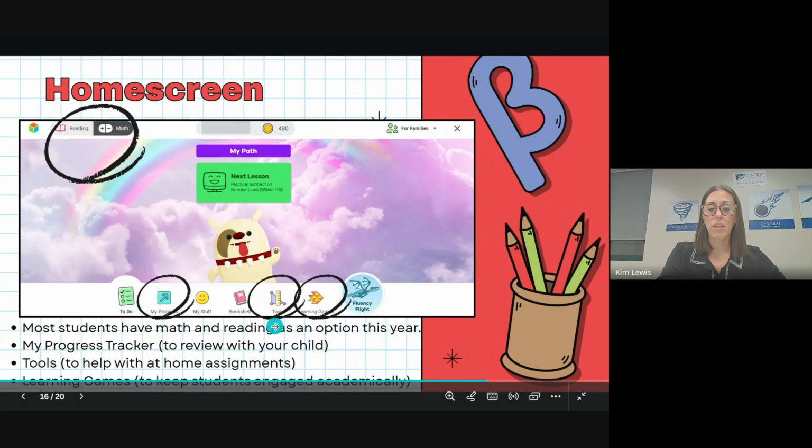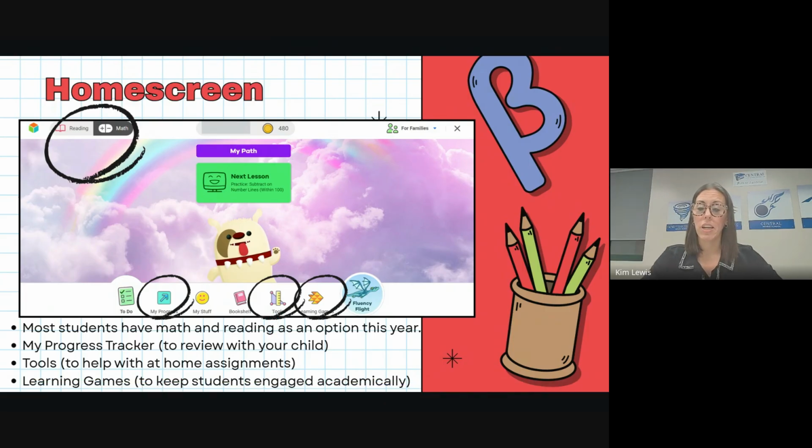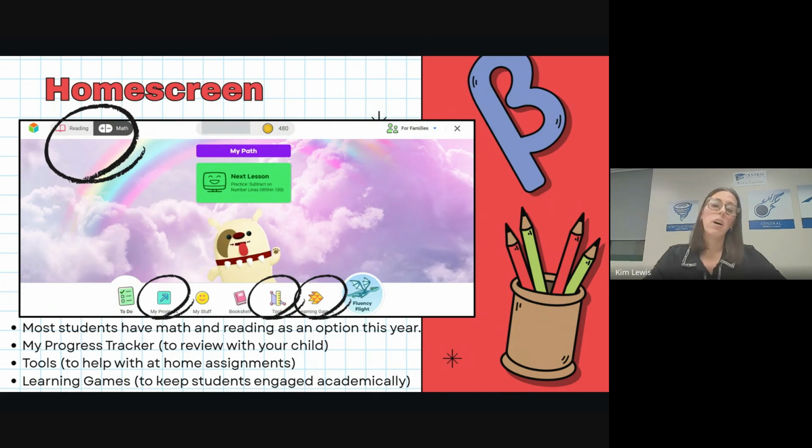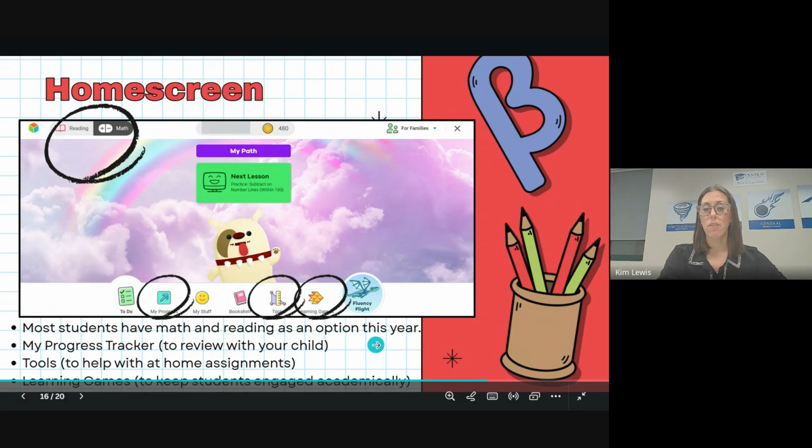The tools button down here, that's what I talked about at the very beginning, was those math manipulatives. So if they're using tens frames or a ruler or a compass or any type of math manipulative, they would have a virtual version of that here. And then also on the bottom here are the learning games. We talked about those learning games that can be used at home. At any time, there's not a time limit cap on those. That can also be accessed from this page.